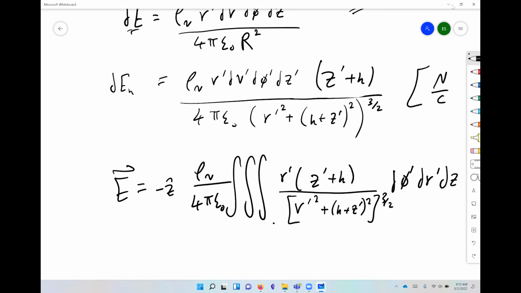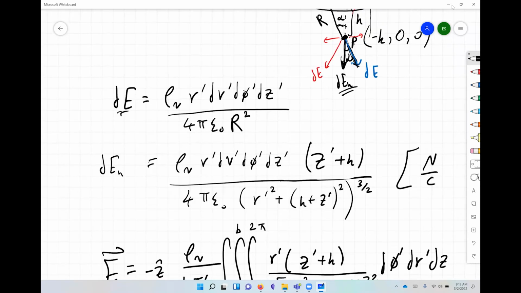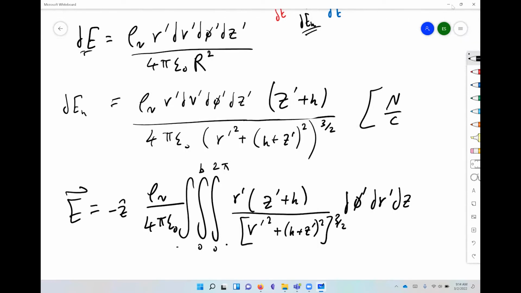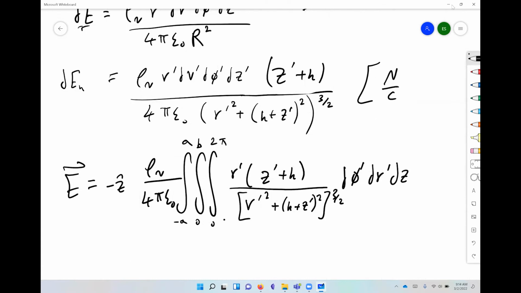R goes from 0 to b, that's the radius of the cloud, and phi goes from 0 to 2 pi. It's a cylinder. We're integrating along the whole cylinder. Z goes from, oh, I didn't talk about the length of the cloud. From the origin to the top of the cloud is A, and from the origin to the bottom of the cloud is A. So this goes from minus A to A. So this is the integral that we're going to try to find.